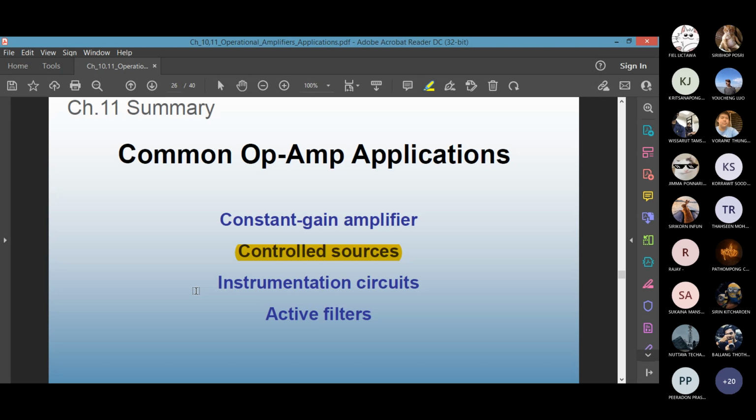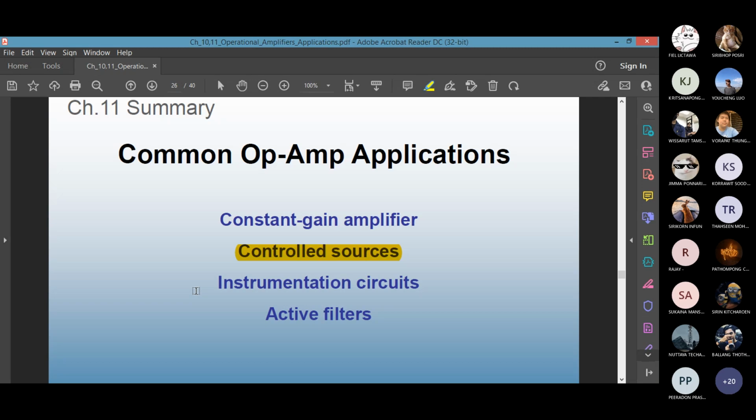Similarly, you can think of the DC power supply as a current source because it provides a DC voltage, yes, but it also gives you a current. If you think in terms of current, it's a current source as well. So it can be independent or dependent, which is controlled.